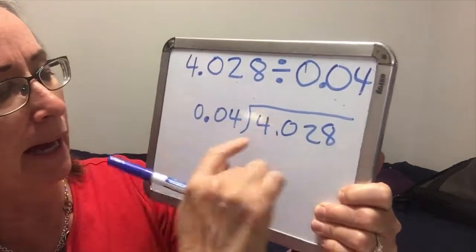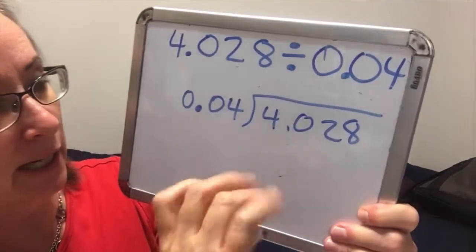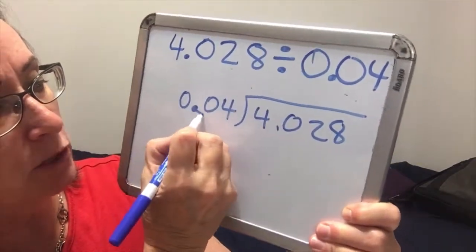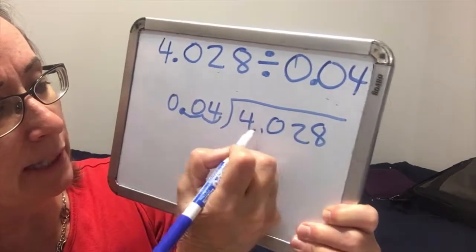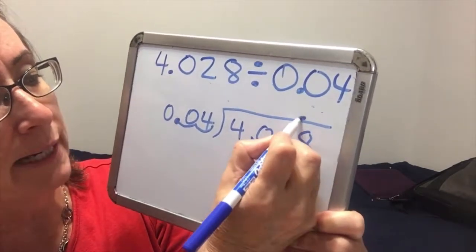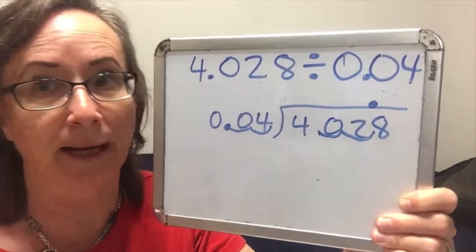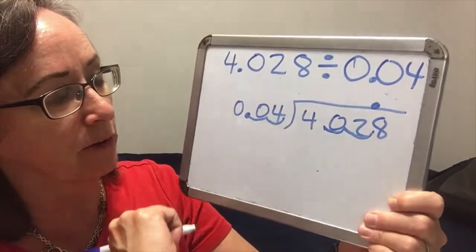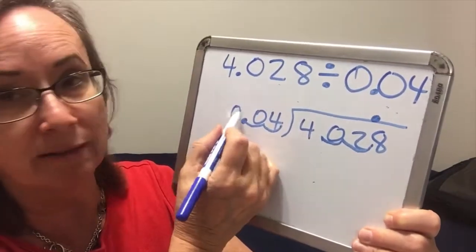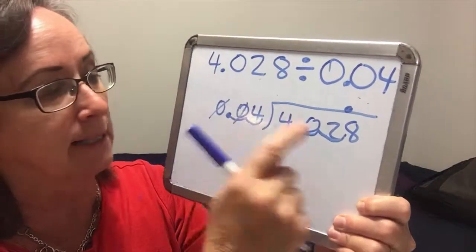4.028 by 0.04. So when we do this division, we need to make sure that we clear the decimal here, which means we have to also move it 2 places to the right here. We're essentially multiplying both the divisor and the dividend by 100 to clear those decimals. So now we really don't need to even think about those 2 zeros. We've just got 4 into this and so forth.